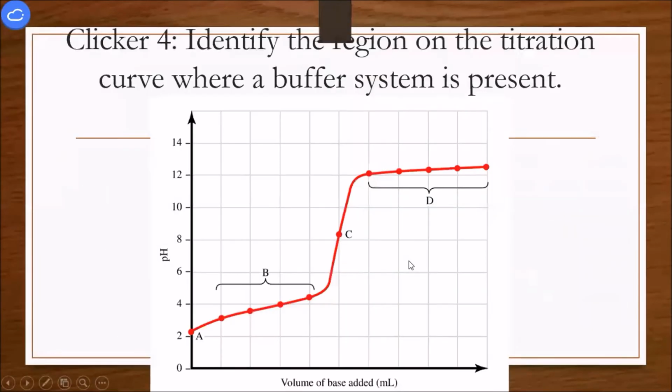Now, here's the clicker question, clicker number 4. Identify the region of the titration where the curve is in the buffer region. Is it going to be A, B, C, or D? Where is our titration buffered?